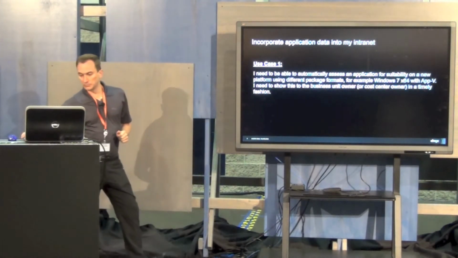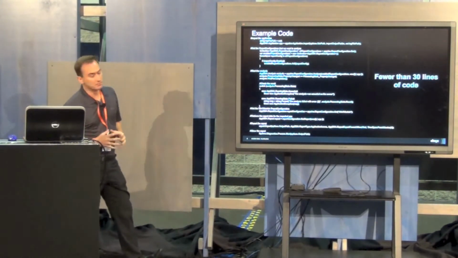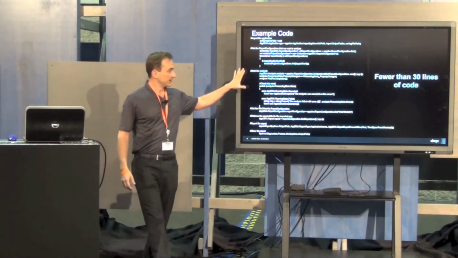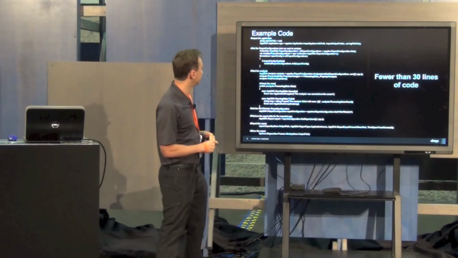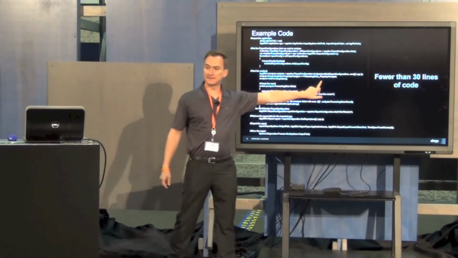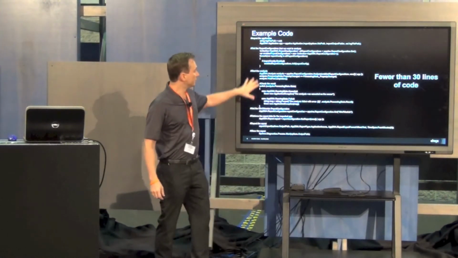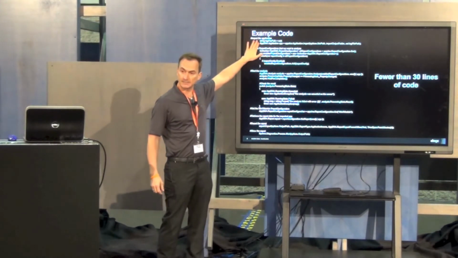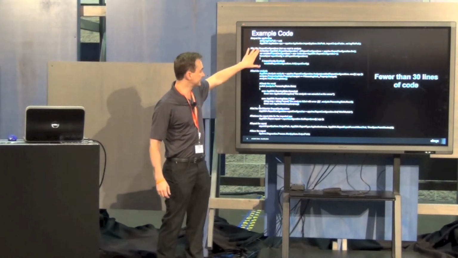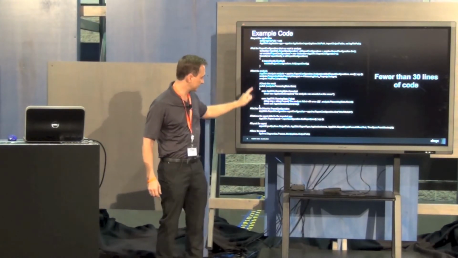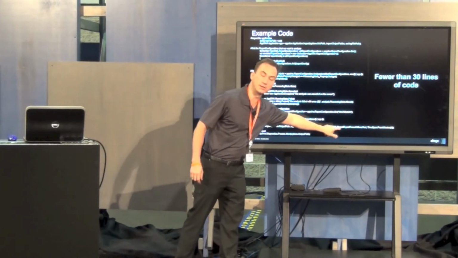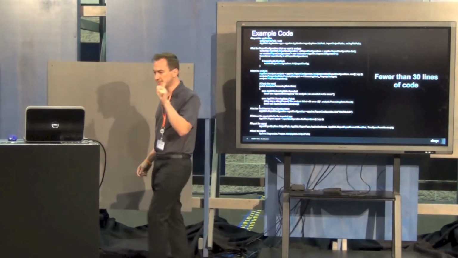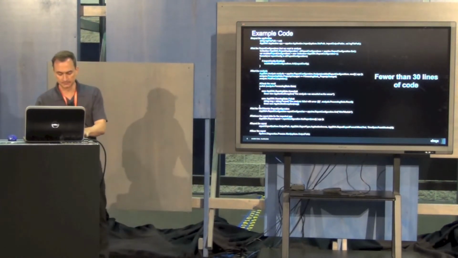So the example code that would support this use case is up here. I'm not going to go through it line by line. The point here is that in fewer than 30 lines of code, you're able to import an application, assess it, which is over here, and do the report export, which is over here. One line of code. So what does this look like in practice?